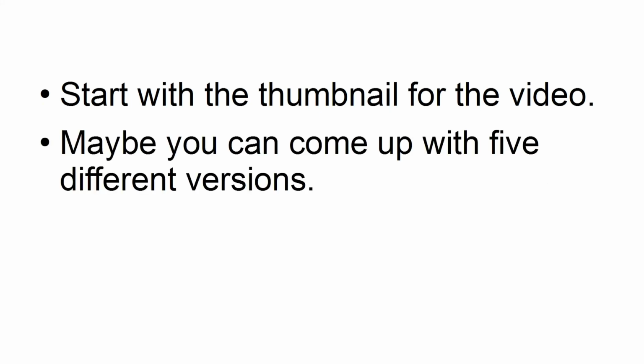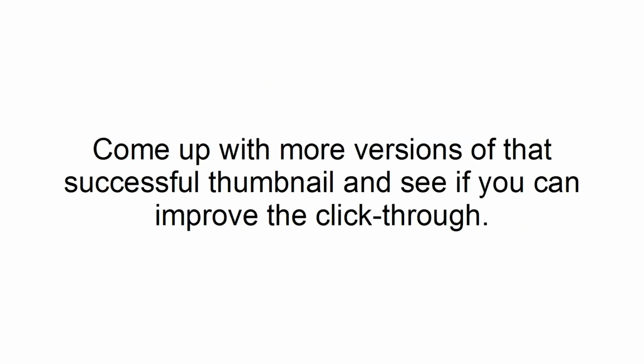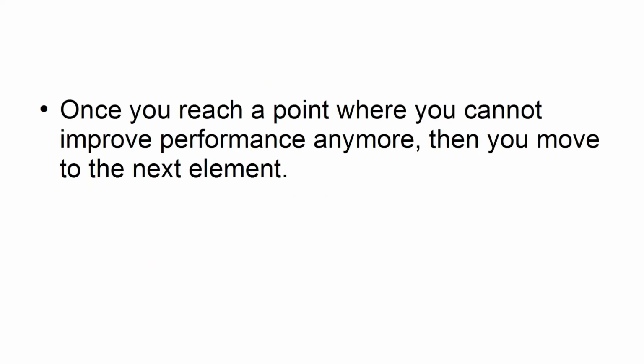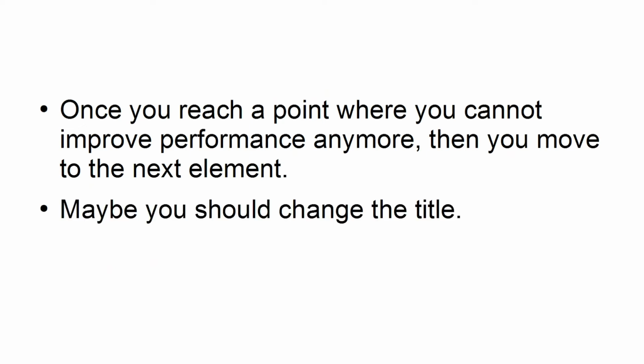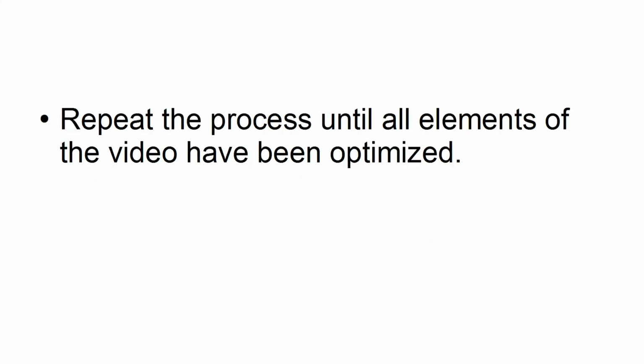Maybe you can come up with 5 different versions. See which version gets the most clicks and plays. Come up with more versions of that successful thumbnail and see if you can improve the click-through. Once you reach a point where you cannot improve performance anymore, then you move to the next element. Maybe you should change the title. Come up with 5 different versions. Repeat the process until all elements of the video have been optimized.